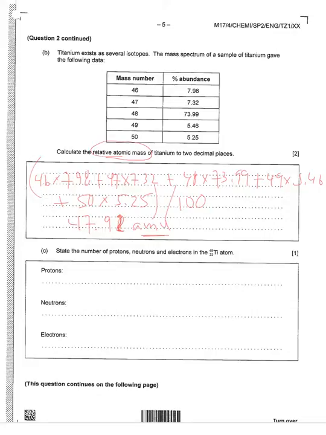Part C, state the number of protons, neutrons, and electrons in the titanium-48 atom. Well, the protons is going to be 22, and the electrons 22, since that's the atomic number. And then 48 minus 22 would give me 26 neutrons. So pretty gentle beginning with 1 and 2.